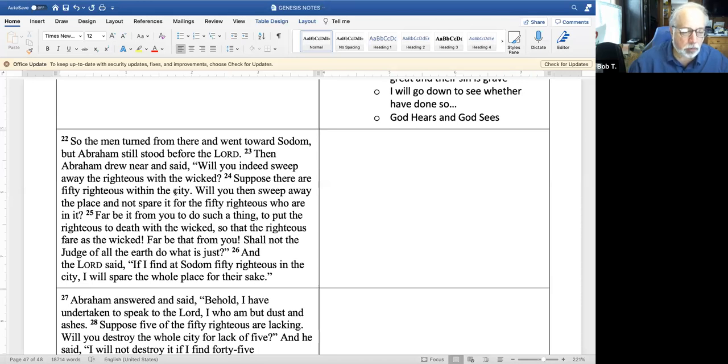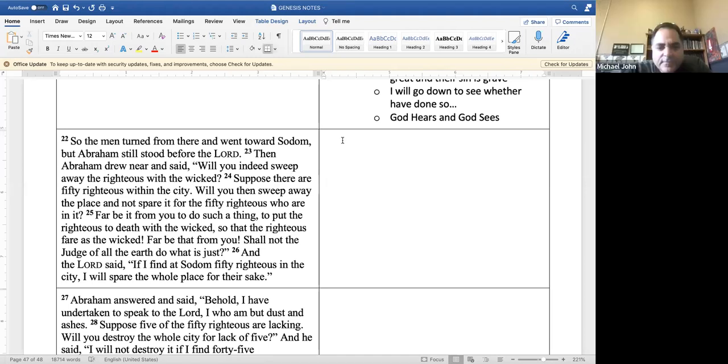Far be it from you to do such a thing, to put the righteous to death with the wicked, so that the righteous fare as the wicked. Far be that from you. Shall not the judge of all the earth do what is just? And the Lord said, if I find at Sodom 50 righteous in the city, I will spare the whole place for their sake.